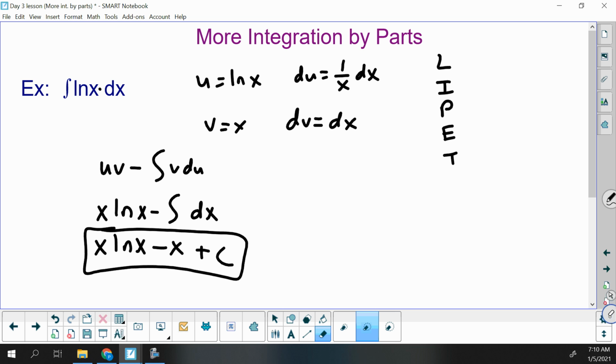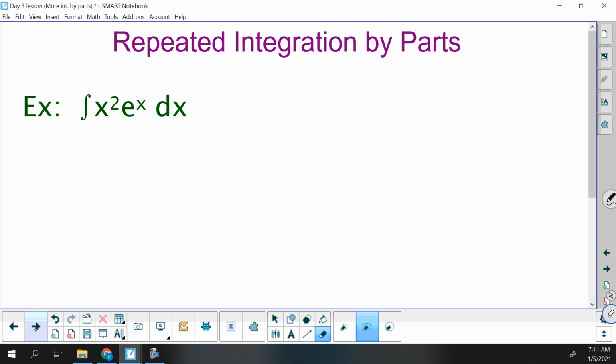So once you have the integration by parts set up, not the hardest one in the world, but recognizing it's integration by parts is the tricky part in that one. So, repeated integration by parts. You saw a preview of this on that one homework problem.